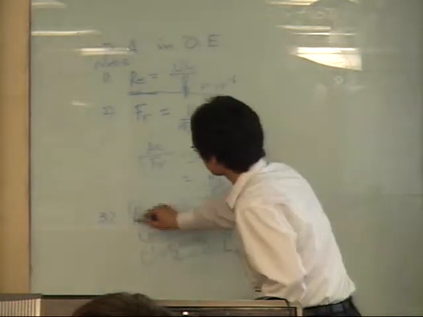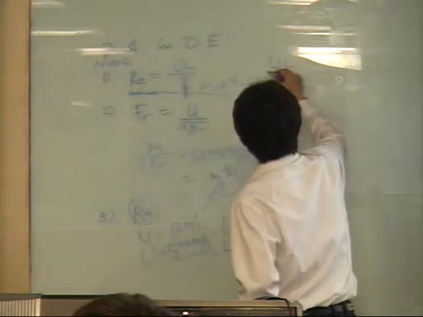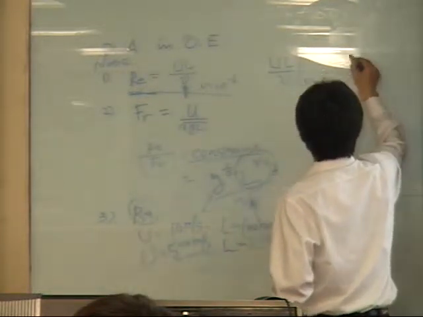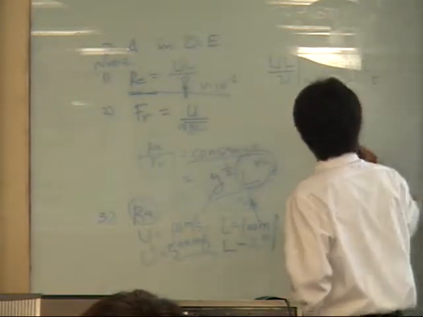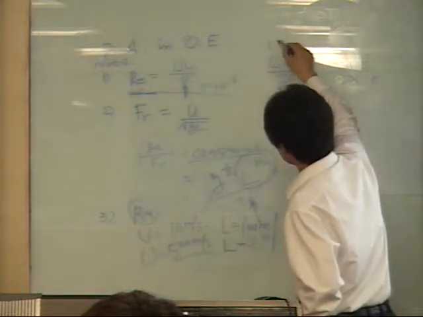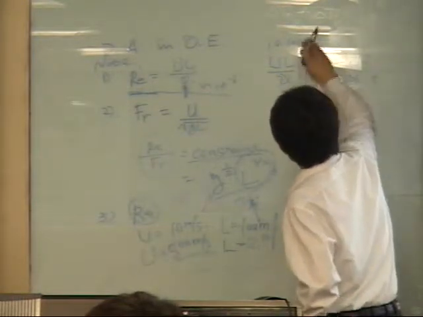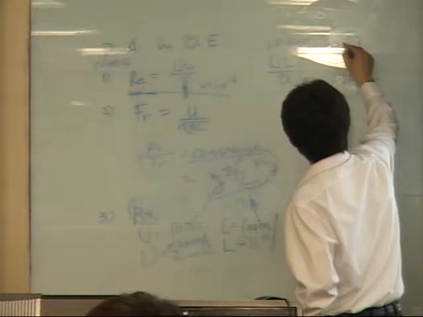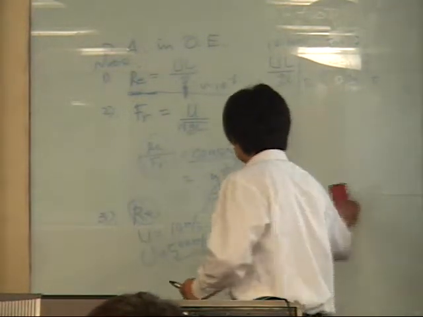Because we are keeping this constant, UL over nu for the full scale equals UL over nu for the test. So this one is the same. This one is 10 times 100, and this is 2, so this is 500, right?